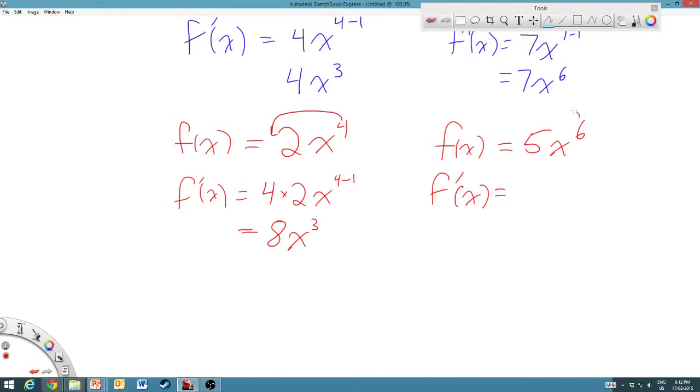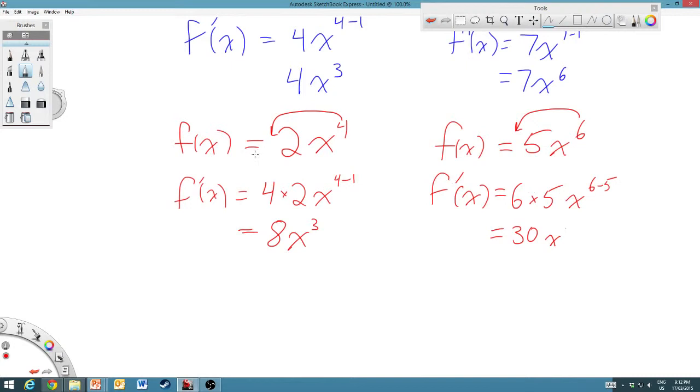So we bring the 6 down, so this becomes 6 times 5. This would be x to the power of 6 minus... whoops, that should not be minus 5, that should be a minus 1. So this is when we get 30x to the power of 5. There you go. That would be the derivative.